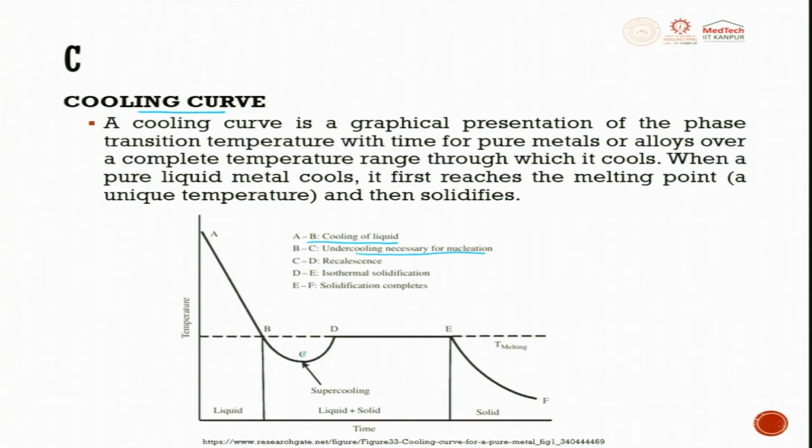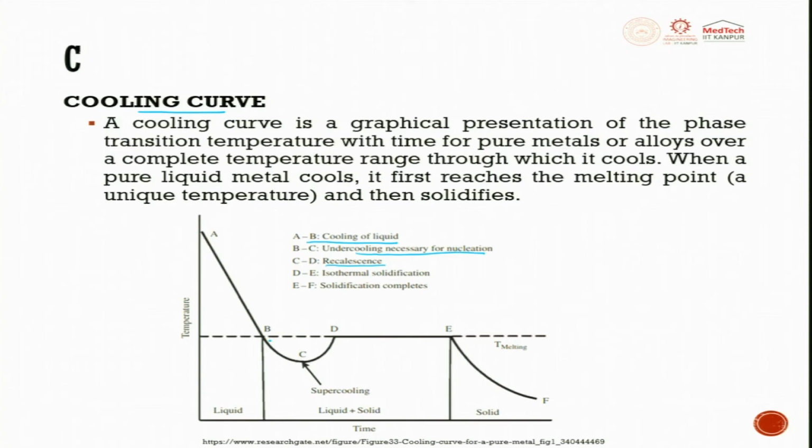Okay. Once the nucleation starts, what happens? There is a release of energy. So the temperature once again goes from C to D, which is recalescence. Then this happens between C to D, and after D it is isothermal solidification. So it moves towards a solid. Here DE is a solid-liquid combination. So till it achieves E, it is a semi-solid or a mushy state, and after reaching E, E to F is solidification complete.